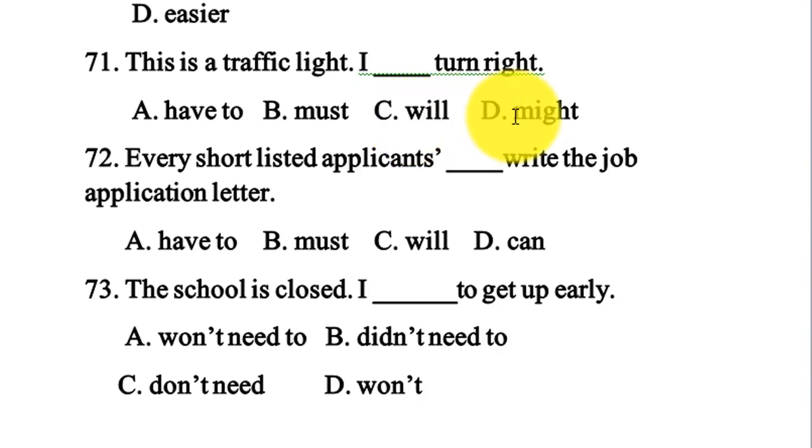Have to and must, they are confusing modal auxiliaries. Sometimes have to and must have the same meaning. They are necessity verbs, modal verbs.